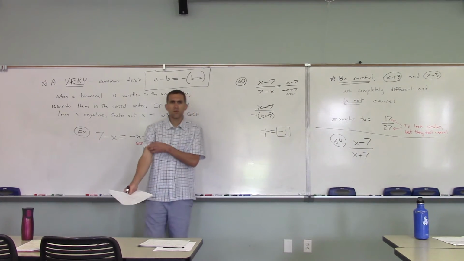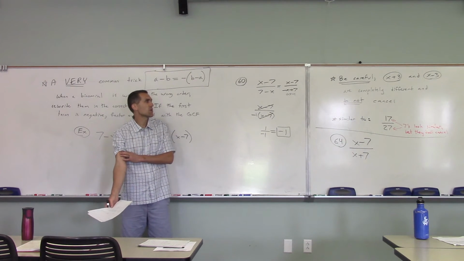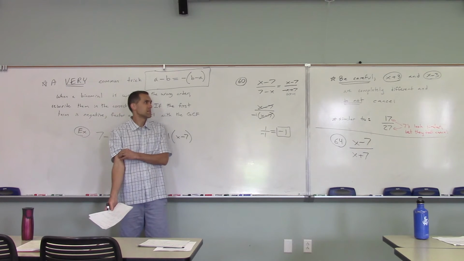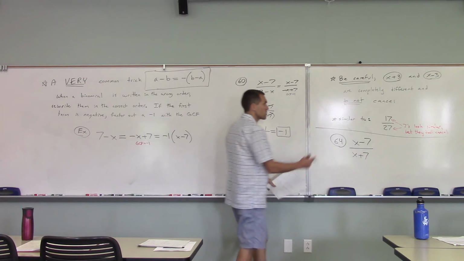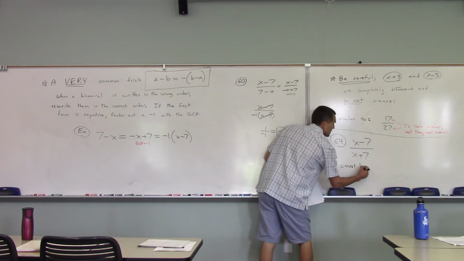So 64. Just like up to that star above it. Cannot be simplified. Yeah, can't be simplified. These are totally different things. Cannot be simplified. And that's important.